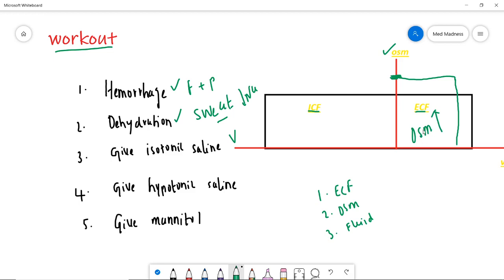What happens if you have increased osmolarity? The fluid is pulled from the cells into the ECF. So this is the graph now. Okay, let's move on to the next.